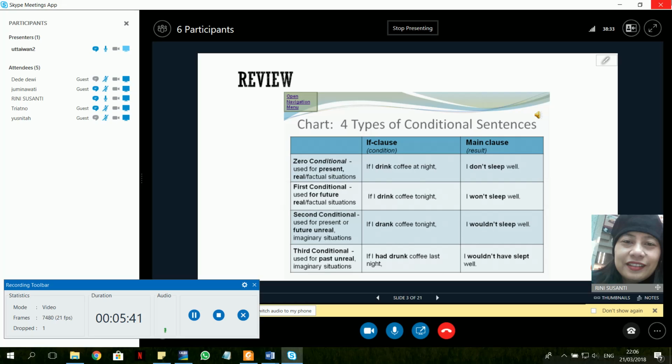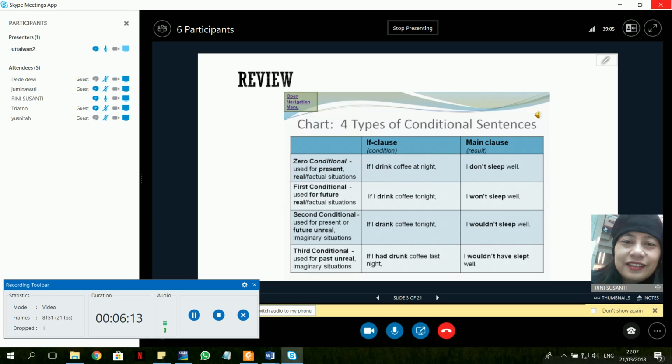So when you want to express something factual, the real situation as it is, you can use the first type. And the second one is the first conditional, used for a future real or factual situation. It seems that you want to express your wish to someone, and it's still possible to happen.